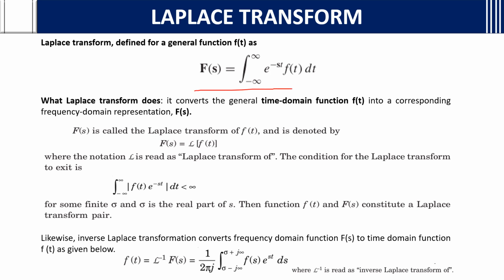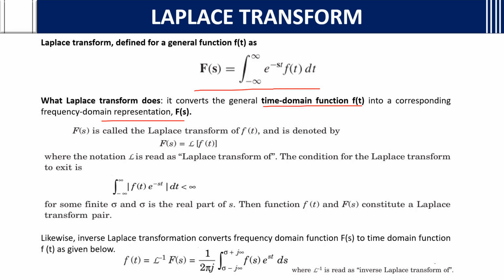Here F of s is equal to the integral from minus infinity to infinity of e power minus st f of t dt. What does Laplace transform do? It will convert the time domain function f of t into the corresponding frequency domain function. So capital F of s is the frequency domain, whereas small f of t is the time domain function. We are converting the time domain function f of t to F of s, the frequency domain representation. So F of s is called the Laplace transform of f of t. The Laplace transform of f of t is nothing but this formula.